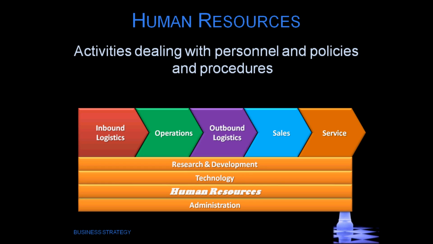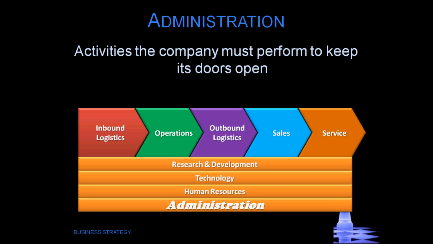Human resources. This deals with hiring, with personnel, with policies, and with procedures. And we already talked a little bit about how that adds value. And finally, we have administration. These are activities the company has to perform to keep its doors open. Accounting is a big one. Management is a big one. Line managers. All of those things that you have to do to just stay open.